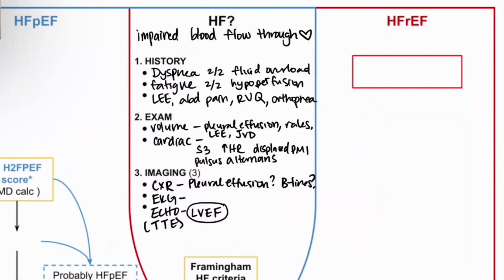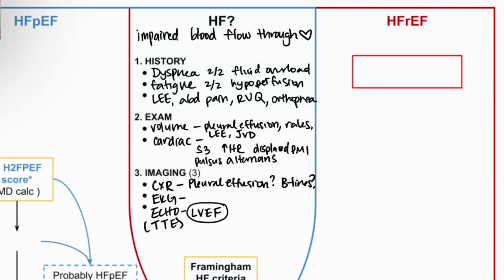There's no point in really memorizing it, but there are minor and major criteria that the Framingham heart failure calculator uses, and you can just find this on MD Calc. Going beyond this, though, we have to determine whether the heart failure is reduced ejection fraction or preserved ejection fraction, because this can change how we manage the patient.